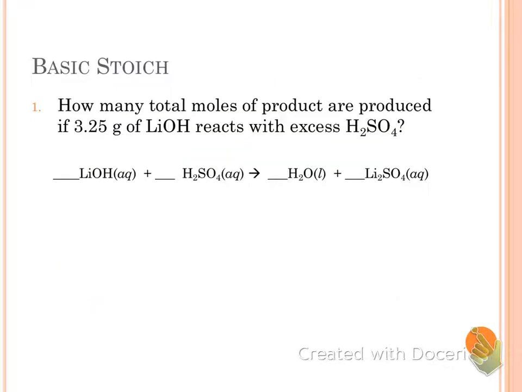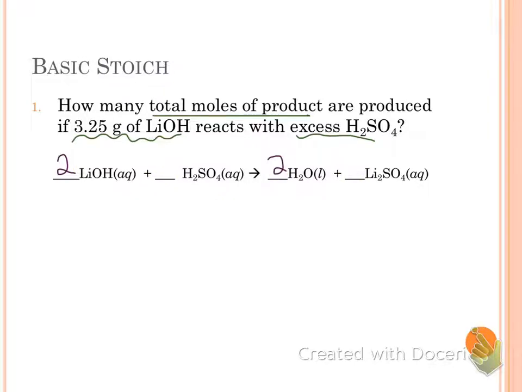So here on number 2, we're looking for the total moles of product produced from the 3.25 grams of lithium hydroxide with excess H2SO4. That just means we have plenty of H2SO4, sulfuric acid, to react all of that lithium hydroxide. Well, for every stoichiometry problem, we need a balanced chemical equation. Notice that this chemical equation here is not balanced. So go ahead and take a moment, pause the video, and balance that on your own real quick. So when balanced, we should look like so.